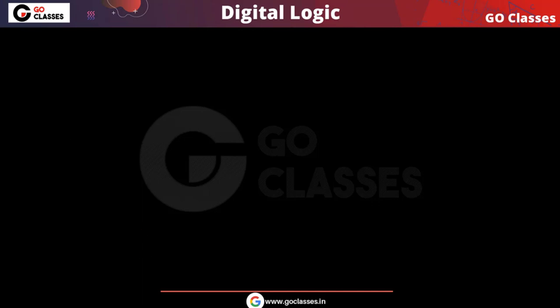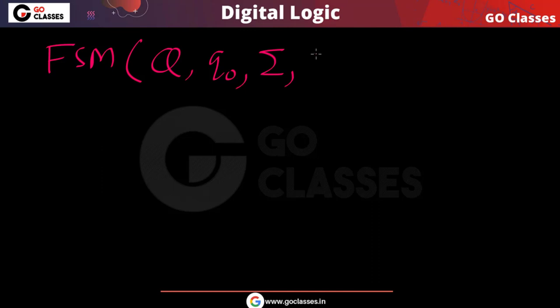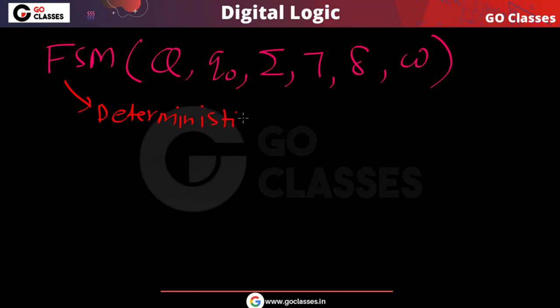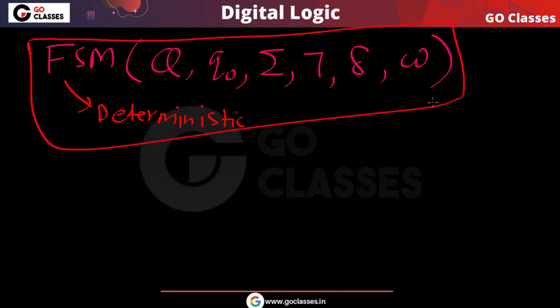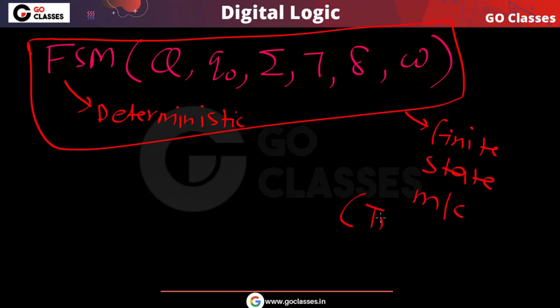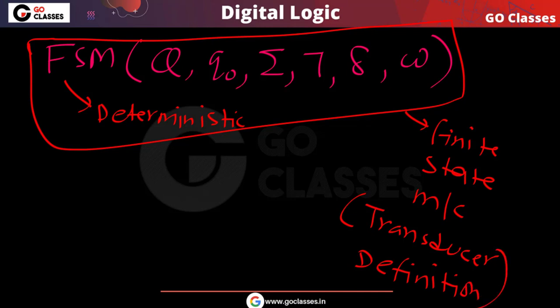Now we study two very special types of machines. Remember the finite state machine definition we have already seen: a set of states, an initial state, an input alphabet, an output alphabet, a state transition function and an output function. This is the definition, and this is deterministic. This is the definition of a finite state machine, or I can say the definition of a transducer.